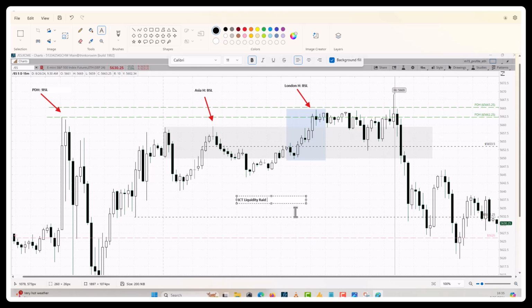So how do we say that? So basically we have London checking the Asia high and previous day high, and then we have the 9:30 checking London, and then reverse. So that's the setup right there.